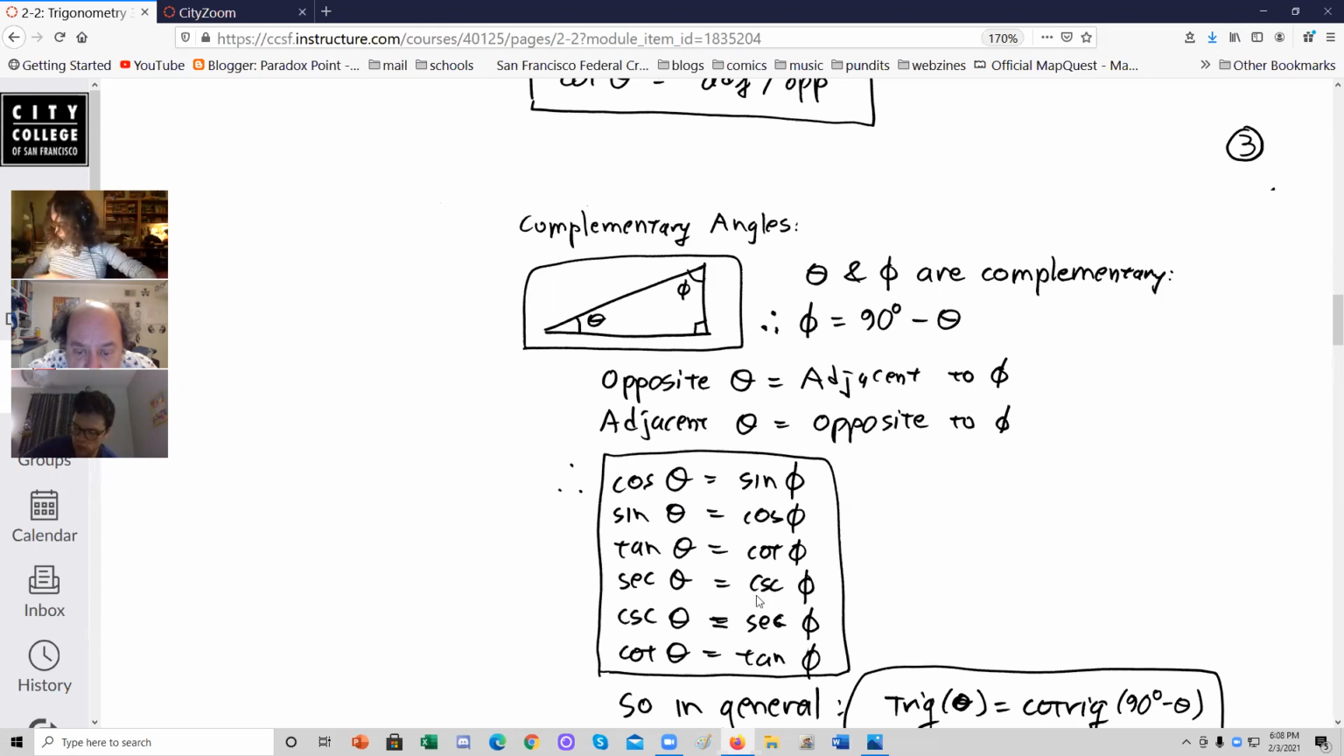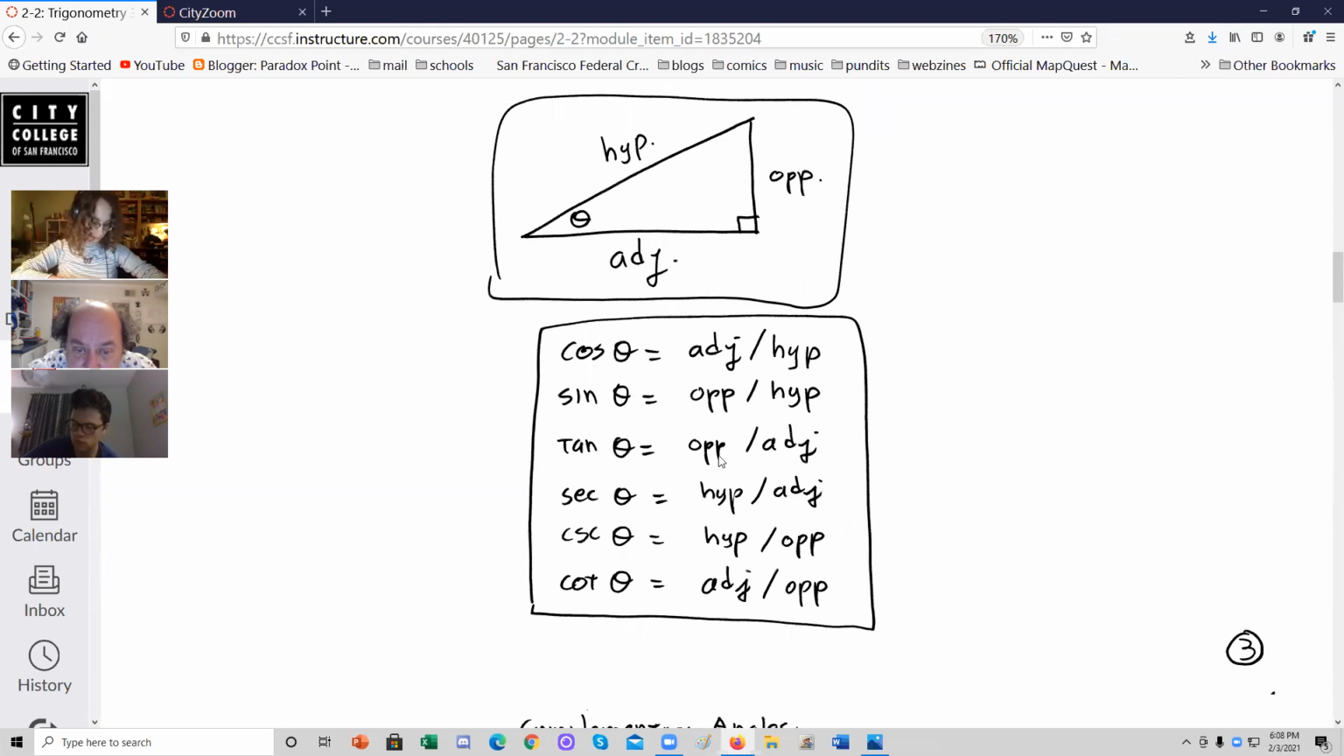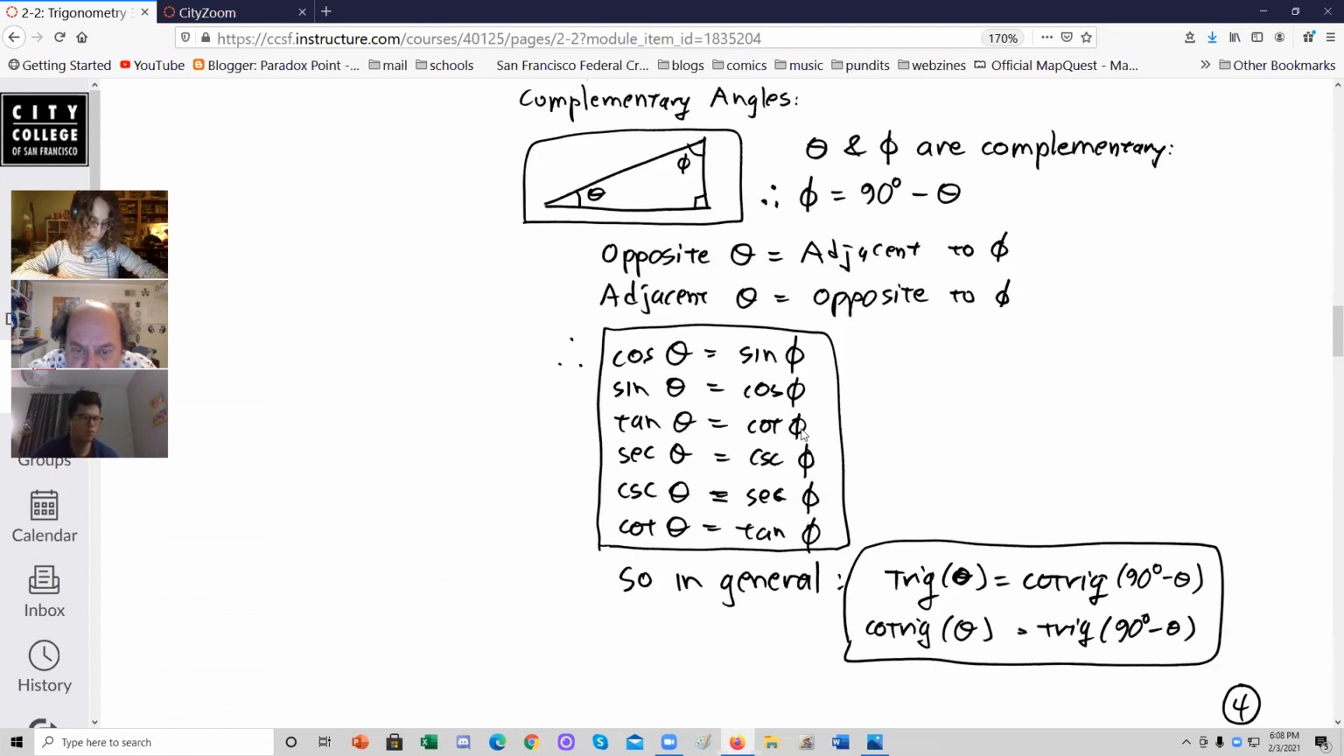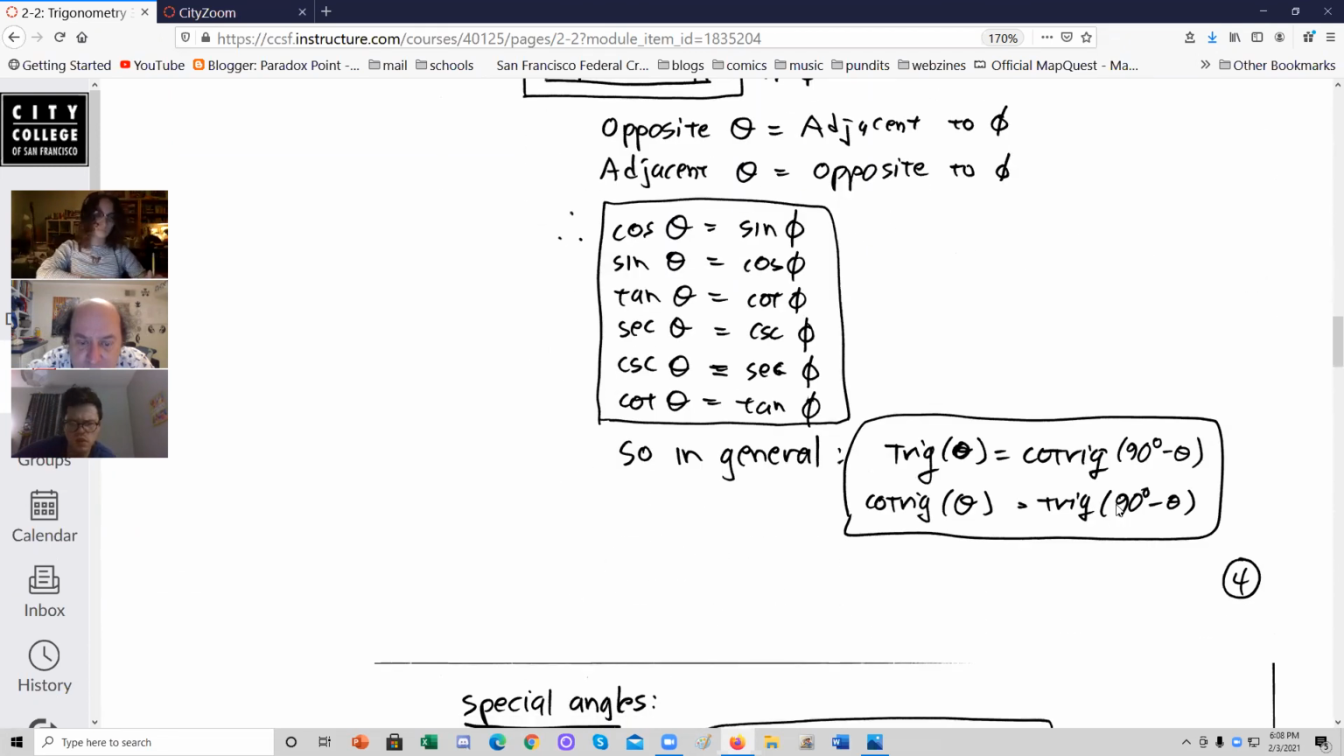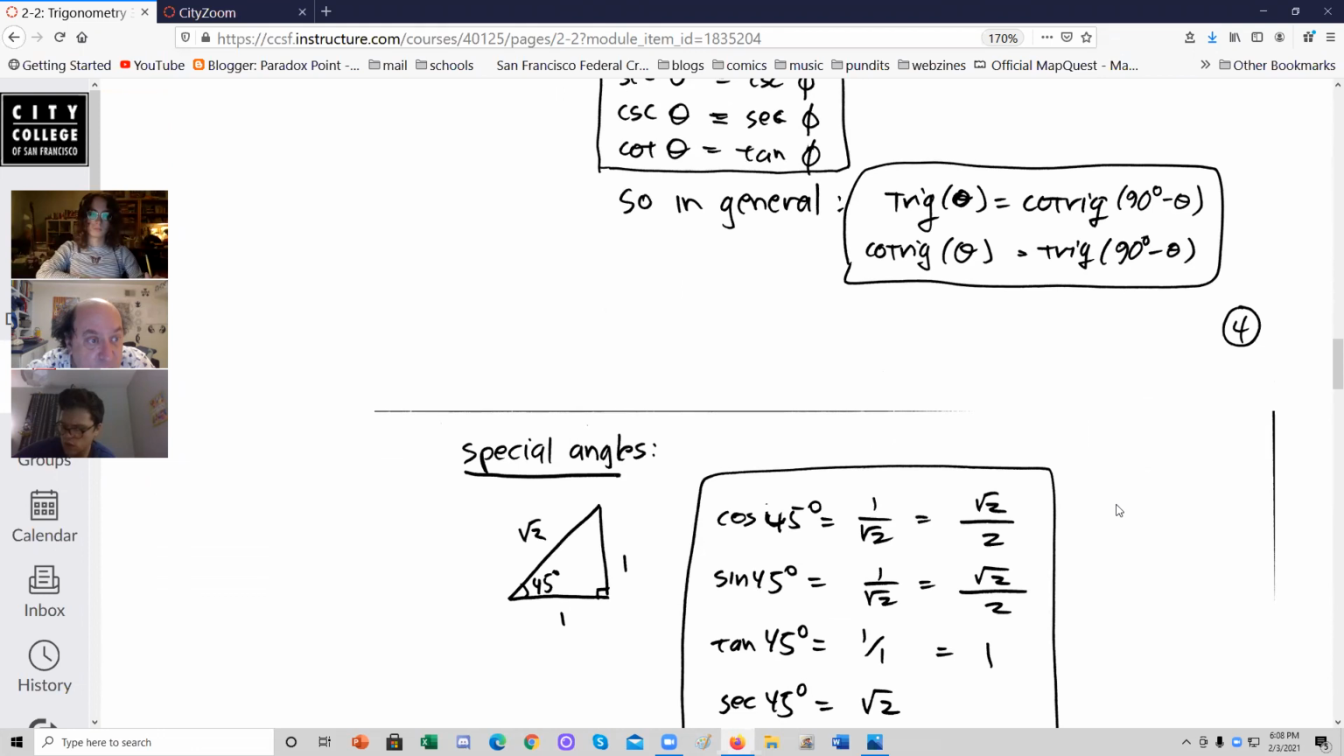And tangent and cotangent, you swap opposite and adjacent, and therefore you swap tangent and cotangent. So tangent of theta equals cotangent of phi, and cotangent of theta equals tangent of phi. In general, a trig function of theta equals cotrig of its complement, 90 degrees minus theta, and cotrig of theta is trig of the complement, 90 degrees minus theta. Complementarity relation.